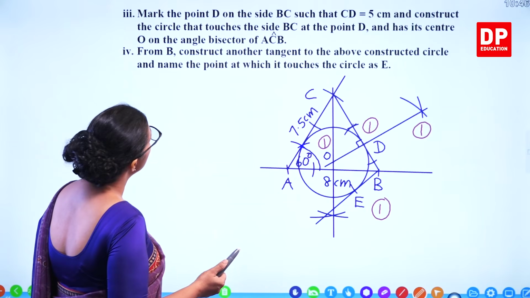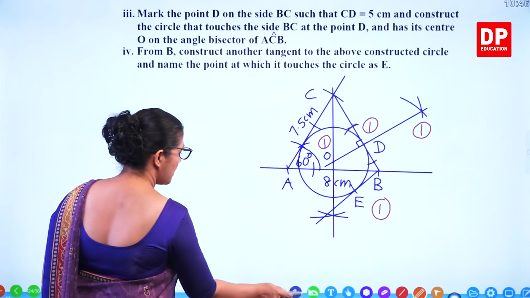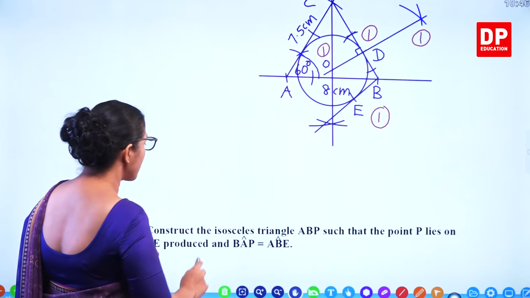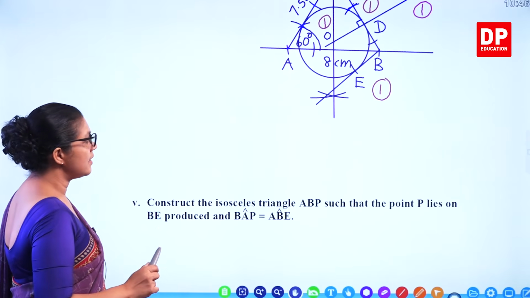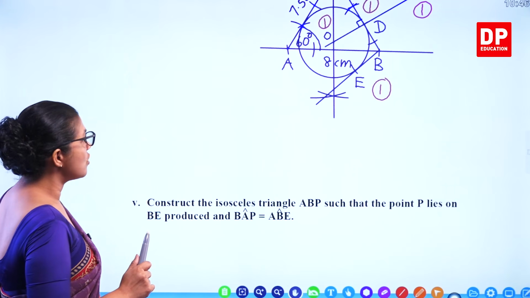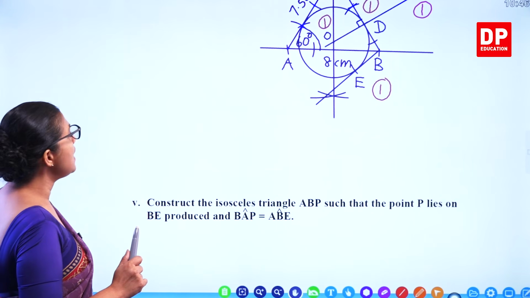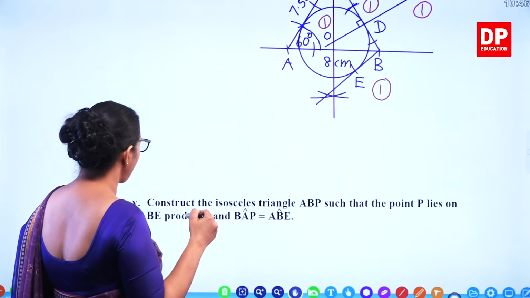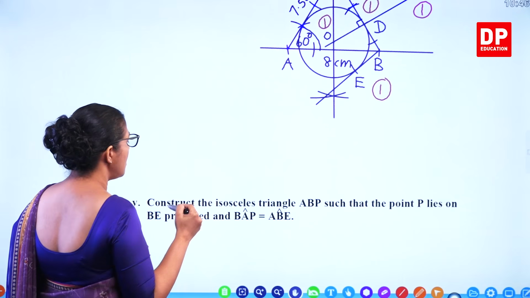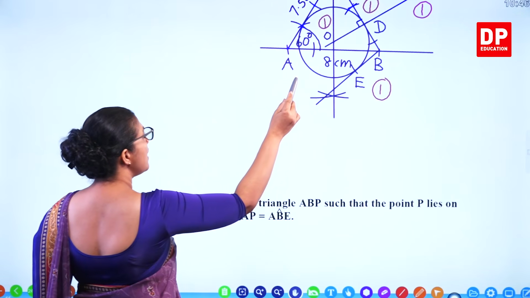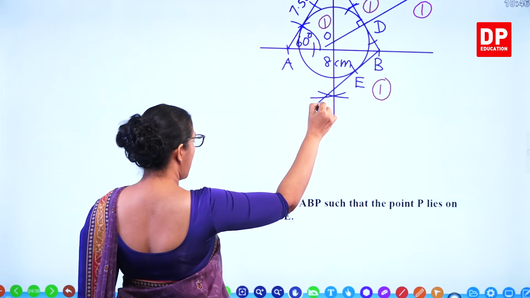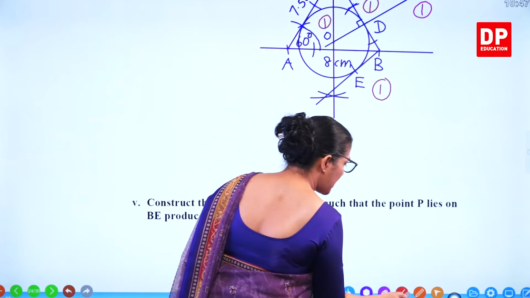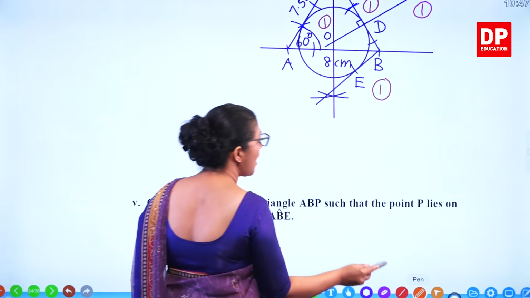Now we'll do the next part, the fifth part. Construct the isosceles triangle ABP such that P lies on BE produced, and the BAP and ABE angles are equal. So basically what you have to do, look carefully at this diagram.